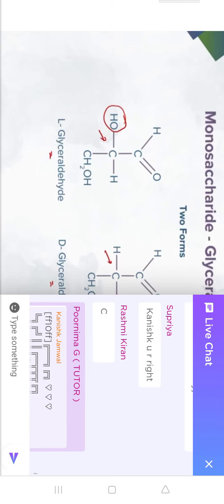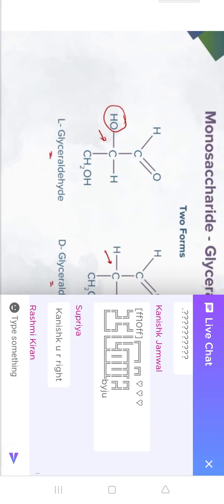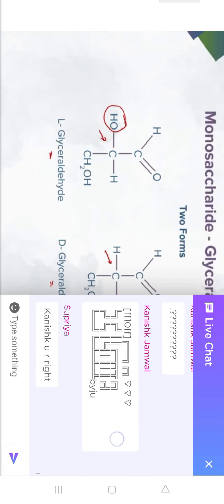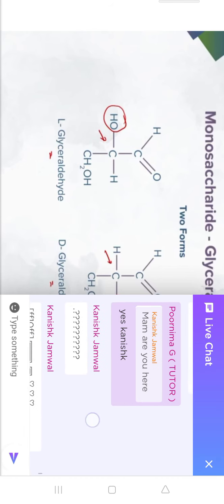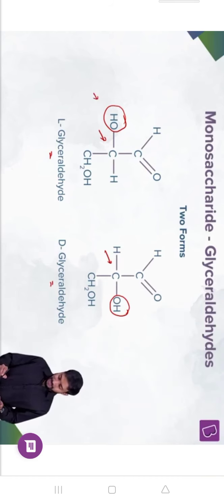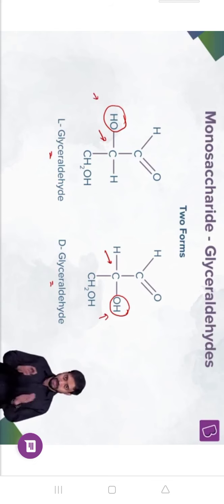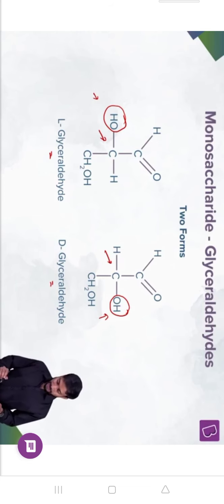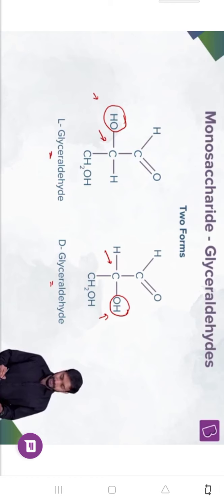So how will you remember? L for left, the other one is right. Fine? So, L-glyceraldehyde is when the OH group is on the left side, and D is when the OH group is on the right side. Fine? Try to imagine when you're looking into the paper. When you're looking into the paper, then how do you look at it? Fine? So D and L, glyceraldehyde.